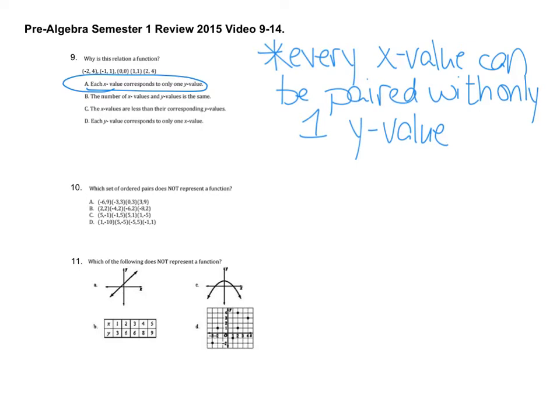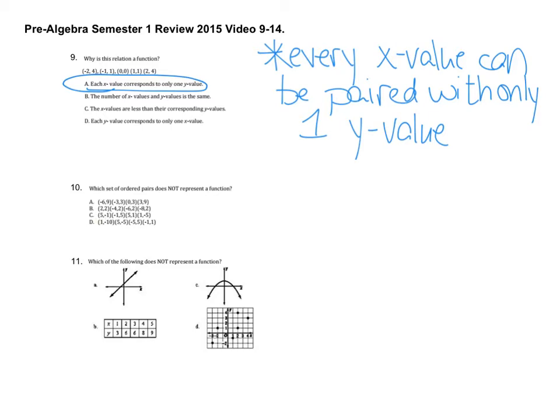So we're looking for a set of ordered pairs that fails this. Okay? So we look at A. A, we have the points -6, 9, -3, 3, 0, 3, 3, 9. All of my x values only show up once. I'm in good shape. B, we have 2, 2, -4, 2, -6, 2, -8, 2. Look at your x values. 2, -4, -6, 8. They all only show up one time. We're good.